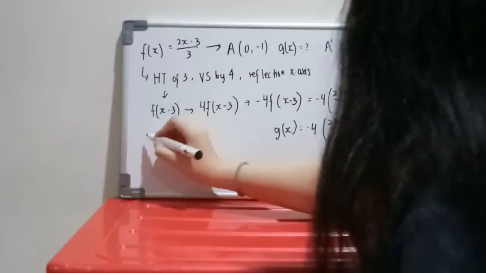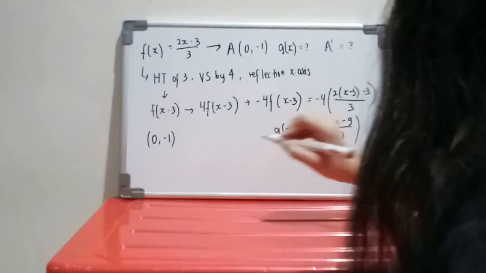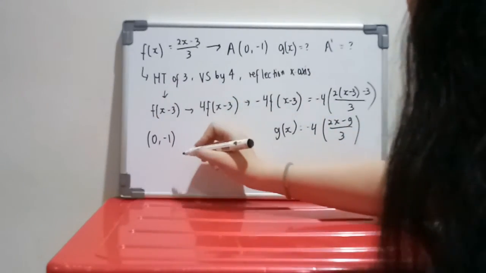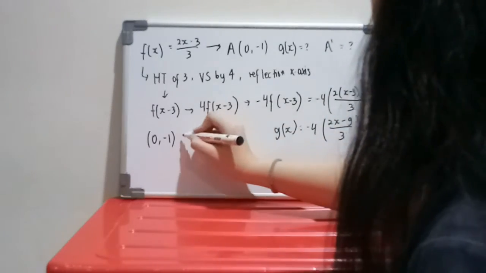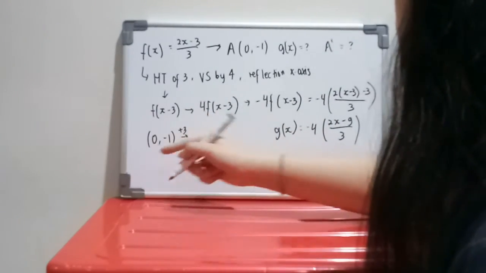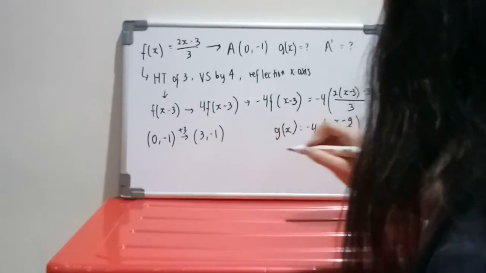So we know that on f(x), A is (0, negative 1). And then we have horizontal translation of 3. We know that horizontal translation only affects the x value. So you add 3 to the x value. It becomes (3, negative 1).